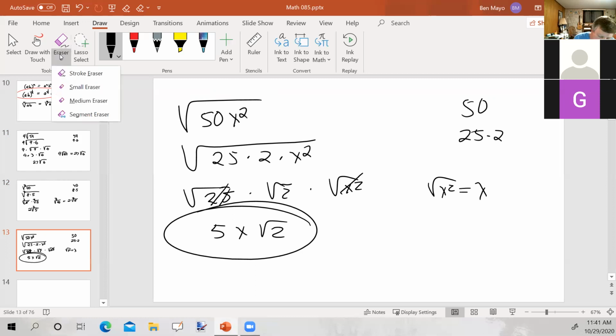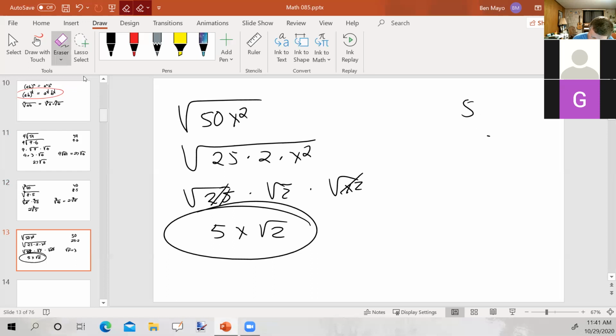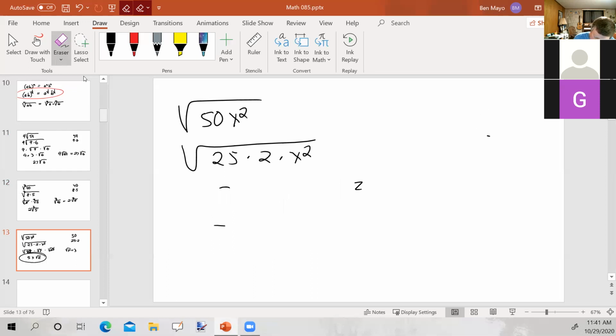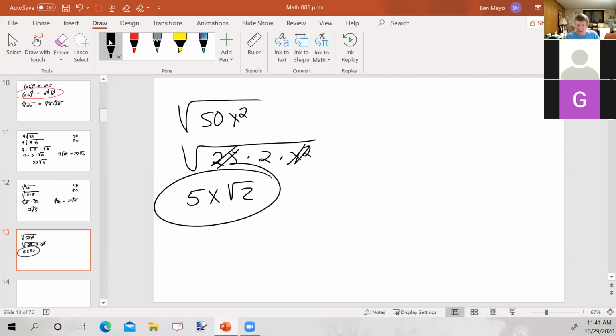Now, I want to go back and do this problem a slightly different way, just to save some time and space. Rather than break it apart into separate radicals, I'm just going to do this. What's the square root of 25? 5. Where is the 5? Outside. The square root of 2? No can do. What's the square root of x squared? x. Outside. So I've got the outside and the leftovers inside. And there's my answer. Just a little less writing. You okay with that? Yeah. All right.